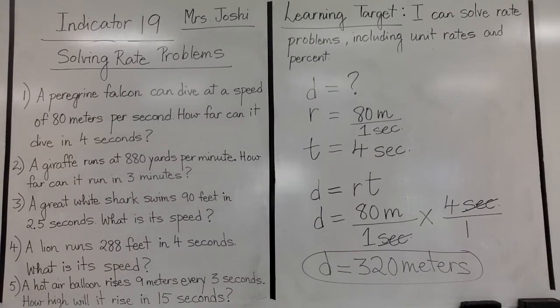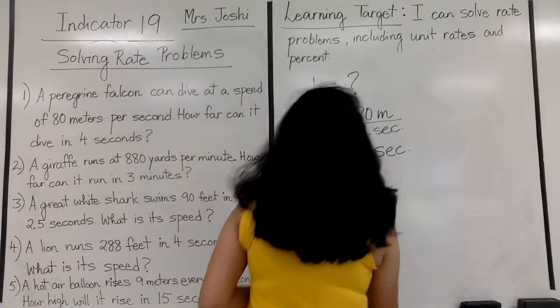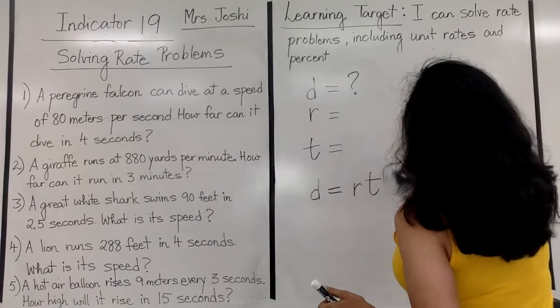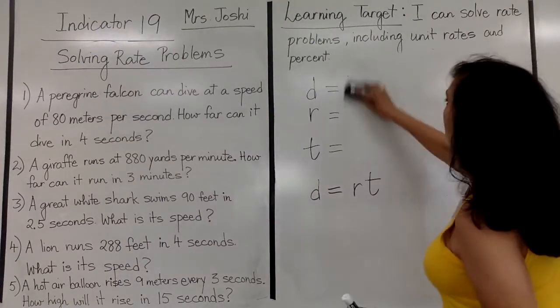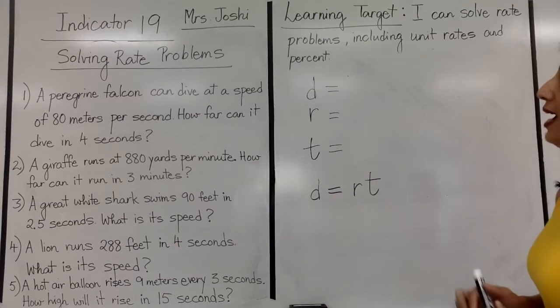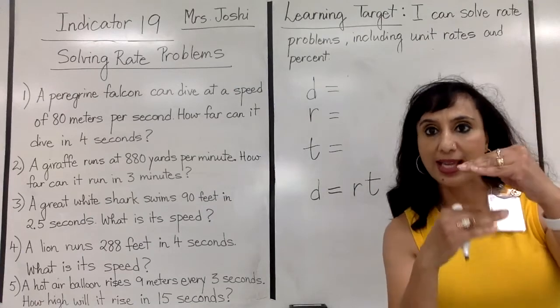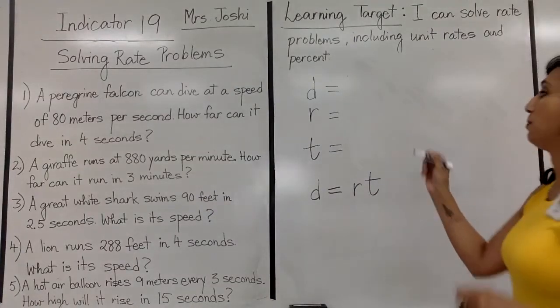Okay. The next problem is saying that a giraffe runs at 880 yards per minute. How far can it run in 3 minutes? So I'm going to remove this and this and see what I have, what I don't have. Okay. So giraffe runs at 880 yards per minute. So when you have 880 yards per minute, that's a rate. So that is the speed.